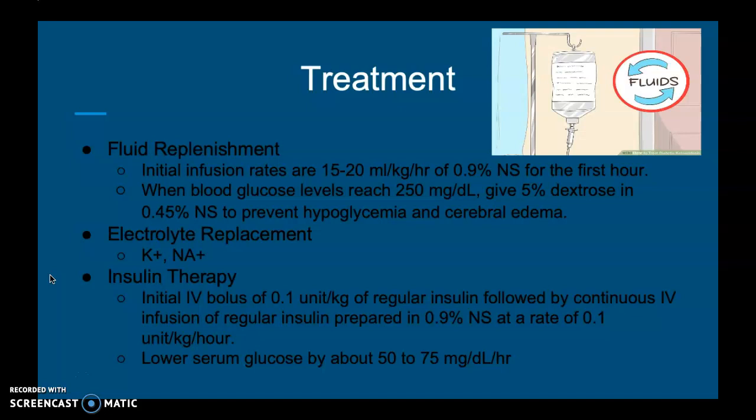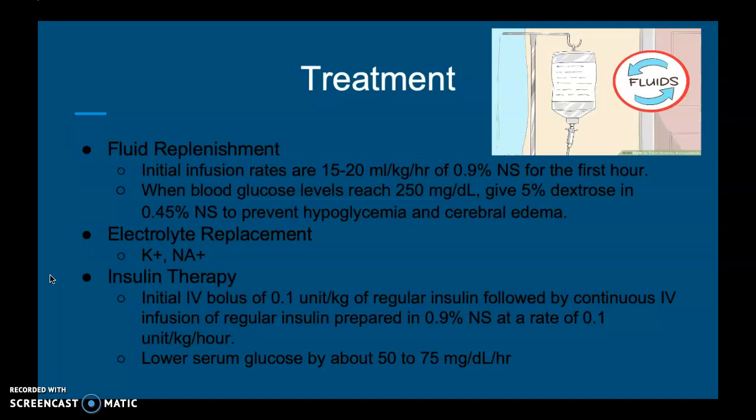Once the blood glucose reaches 250 milligrams per deciliter, 5% dextrose in 0.45 normal saline, also known as sodium chloride, is given to prevent hypoglycemia and cerebral edema. This only takes place once the blood glucose reaches 250 milligrams per deciliter or lower. We want to monitor for signs and symptoms of CHF and pulmonary edema.